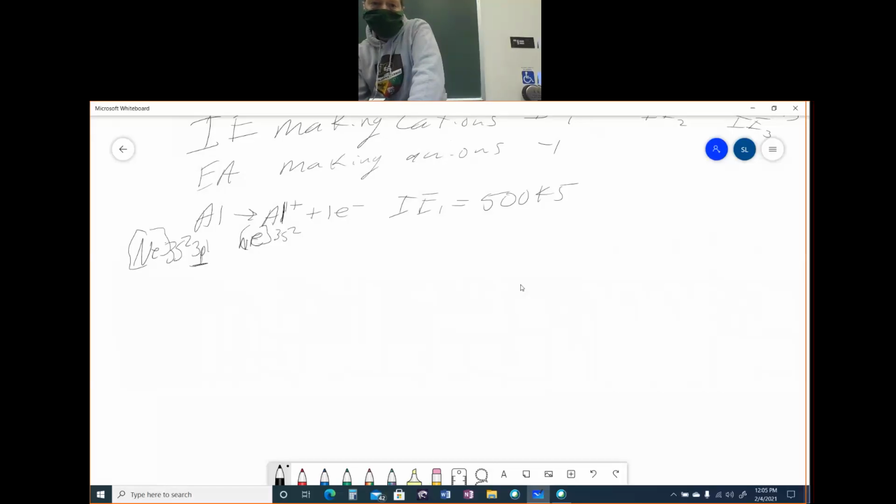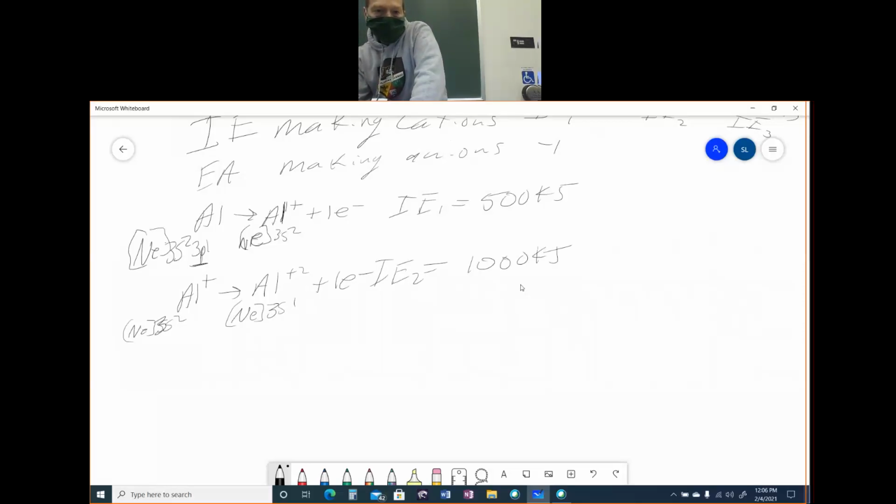Then the second one, you're going to take aluminum plus and go to aluminum plus 2. This is ionization energy number 2. Now you have your neon 3s2, and now you're going to neon 3s1. Your ionization energy here is 1,000. Again, just making up numbers.